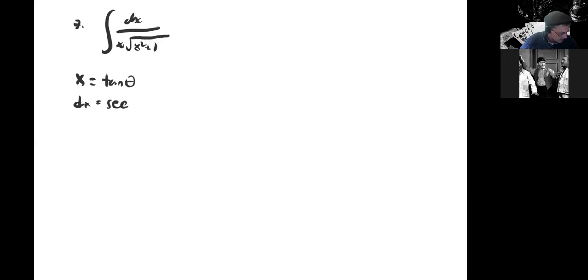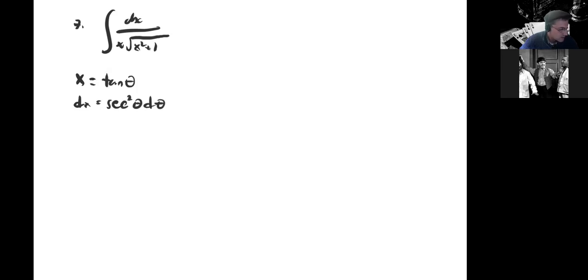Okay, so now we come to problem 7, which is the integral of dx over x times the square root of x squared plus 1. This is one of those trig substitutions. I'm going to let x equal tangent theta. dx is secant squared theta d theta.